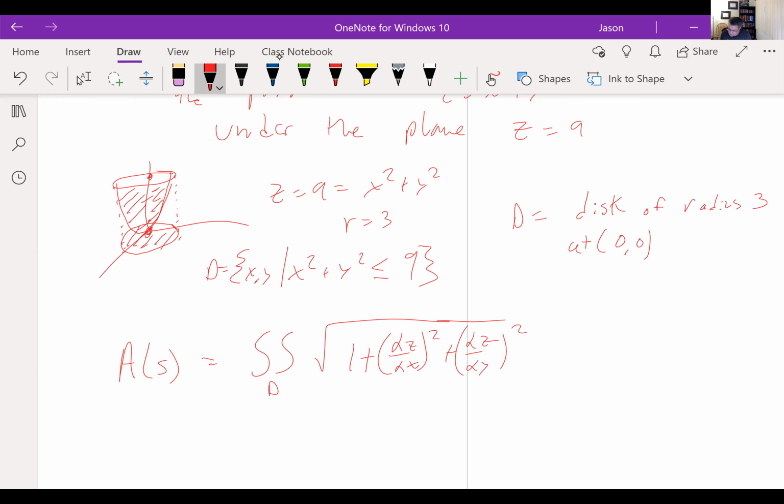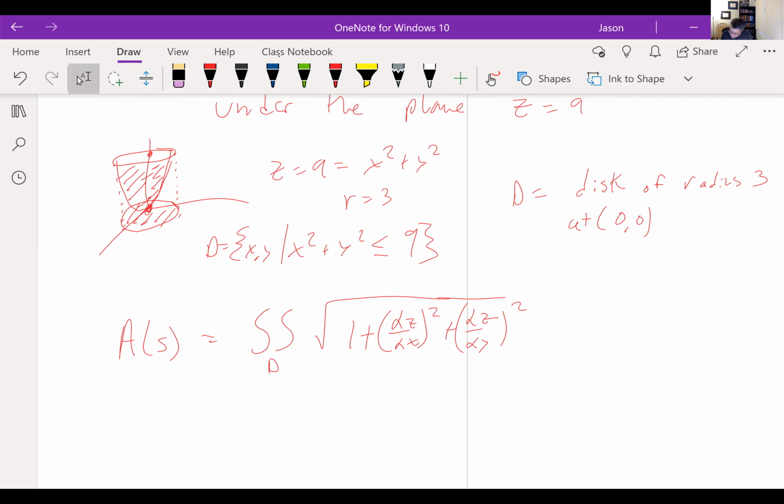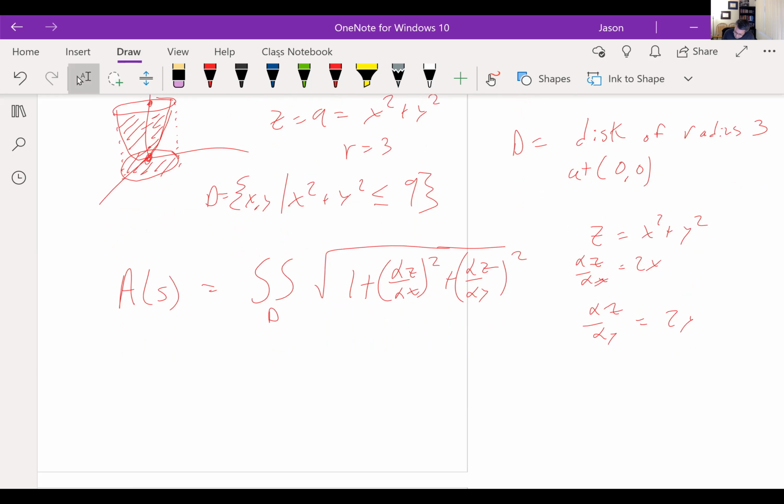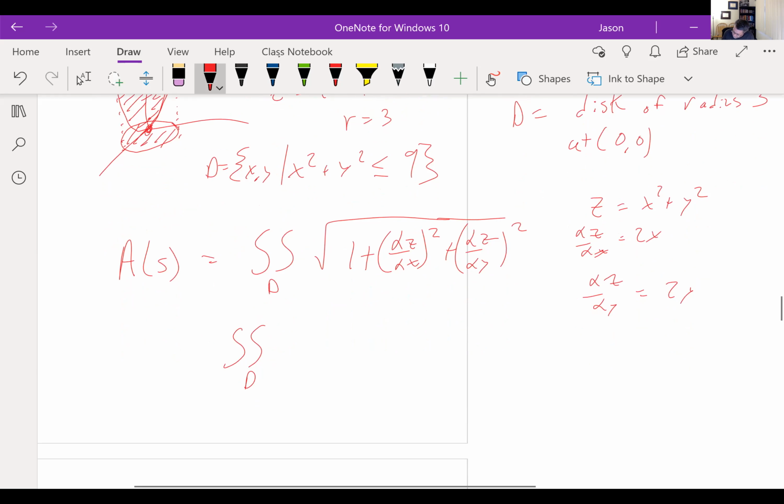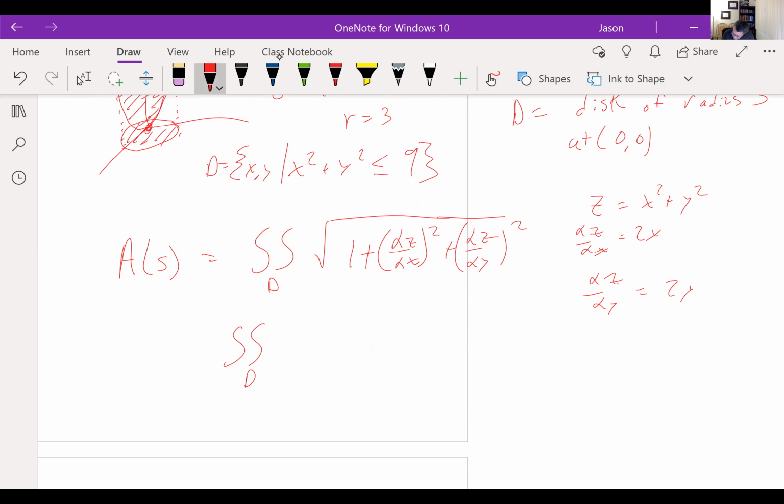So the partial with respect to x: z was equal to x squared plus y squared, so the partial of z with respect to x is just 2x. And the partial of z with respect to y is just 2y. So we're going to say this is the double integral over D of the square root of 1 plus (2x) squared plus (2y) squared dy dx.